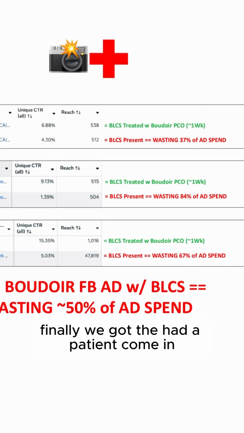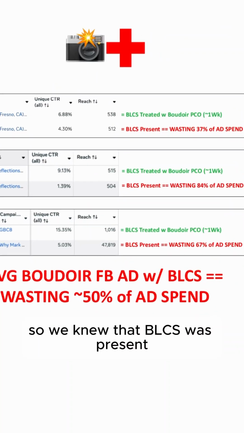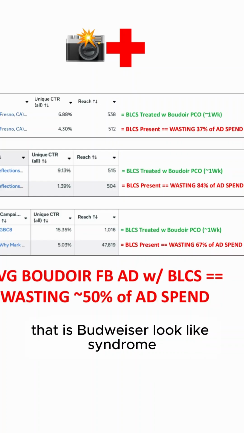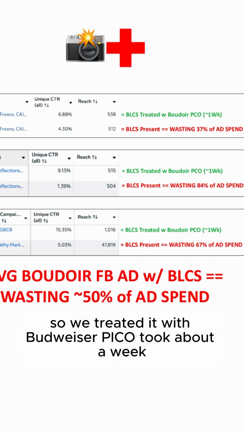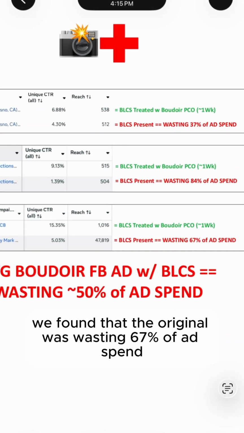Finally, we had a patient come in. His unique CTR was 5.03%, so we knew that BLCS was present. Unique CTR under 6% means BLCS is present. That is Boudoir low click syndrome. So we treated it with Boudoir Pico. It took about a week, and we got the unique CTR up to 15.35%. So we found that the original was wasting 67% of ad spend.